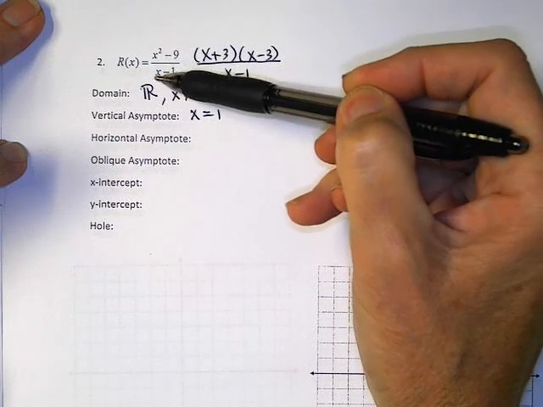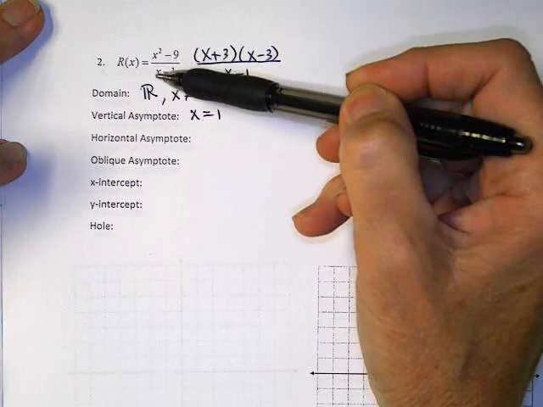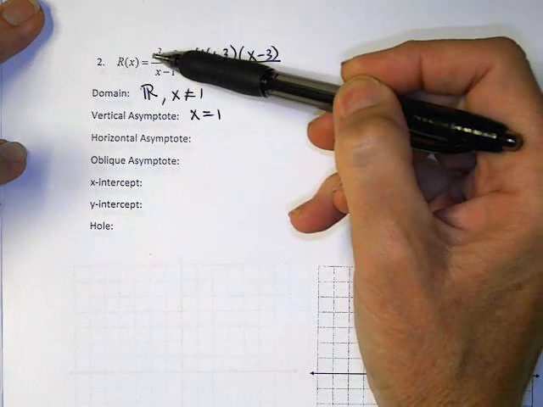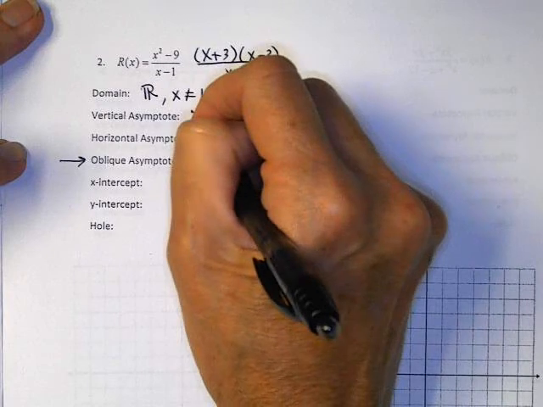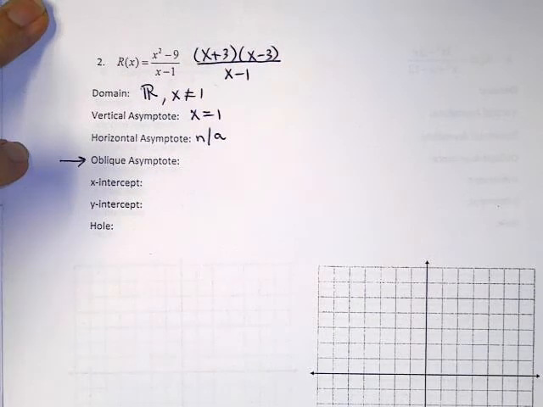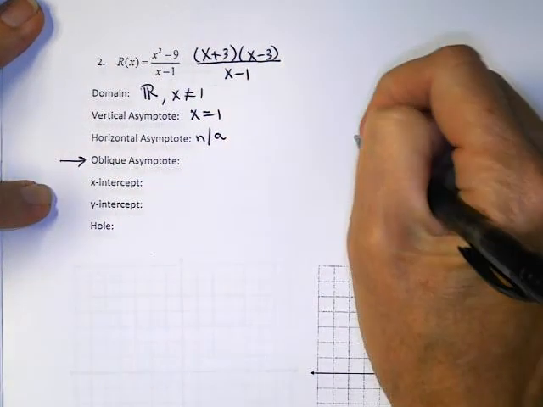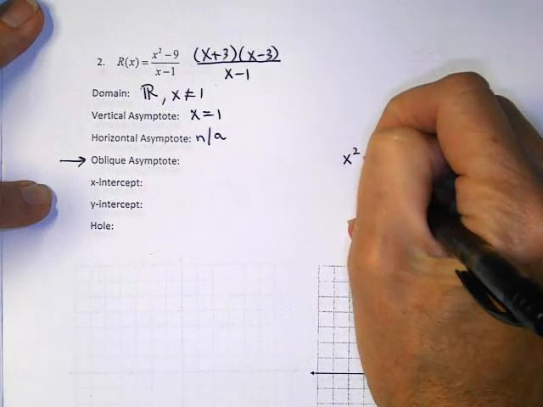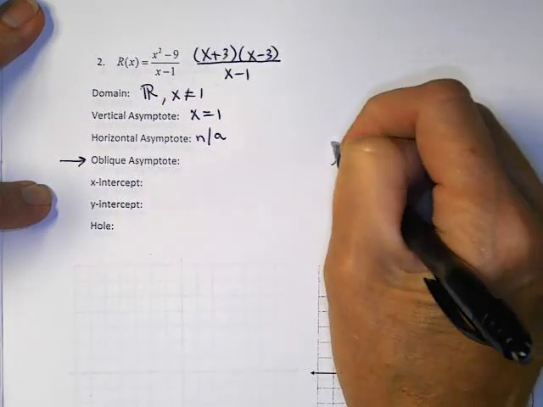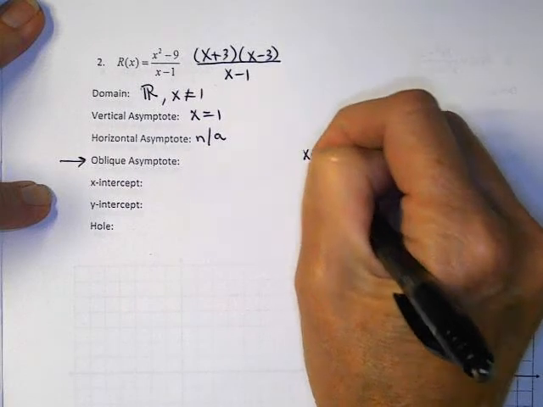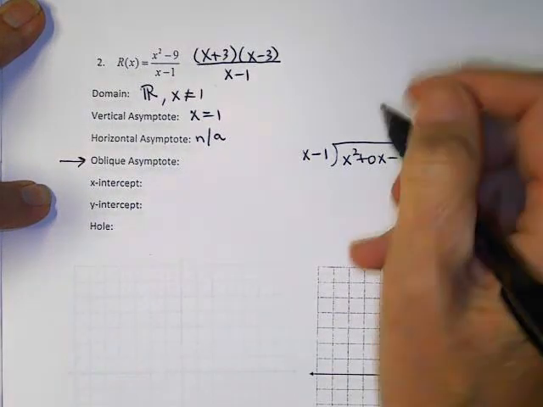Now horizontal, I notice right away I have an issue, because horizontal is only when the numerator is smaller than the denominator or when the numerator and the denominator are the same power. I don't have that. My numerator is of larger power, so remember that means I actually have an oblique. So I'm going to say not applicable on that one. We know to get the oblique, I actually take the numerator, and notice I'm putting in the 0x because I'm going to do some division.